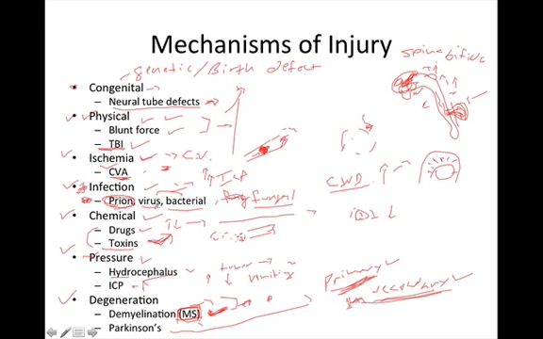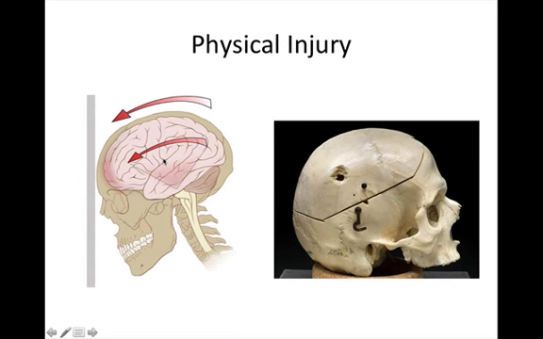Okay, so I'm not really going to talk much about infections and congenital problems anymore. I'm going to focus more on the other bullet points in this presentation: the physical, ischemic, chemical, pressure, and degenerative aspects of injury. Okay. So, physical injury.